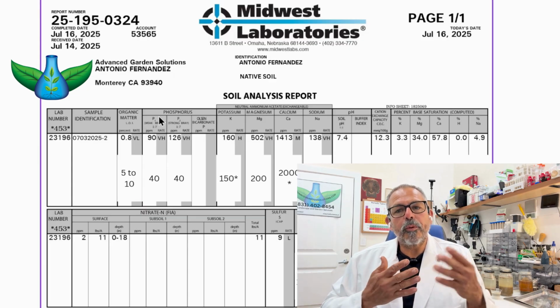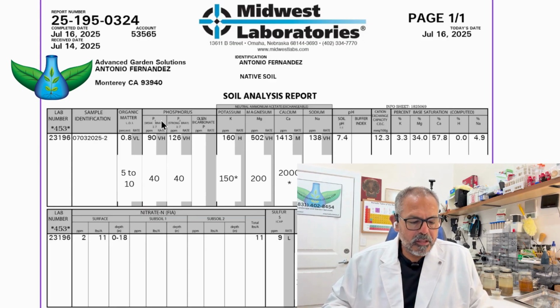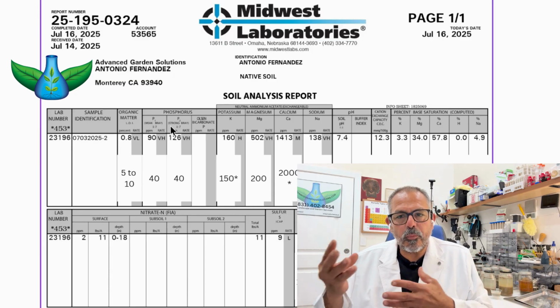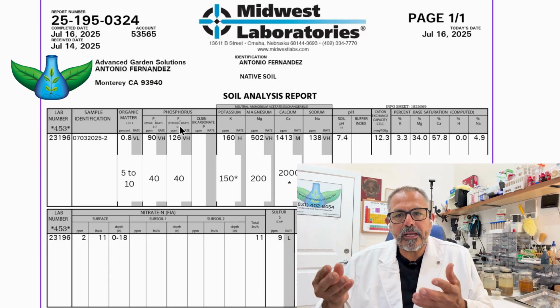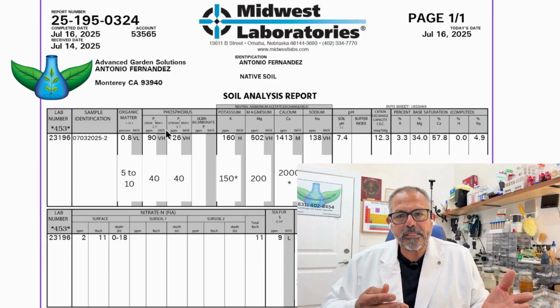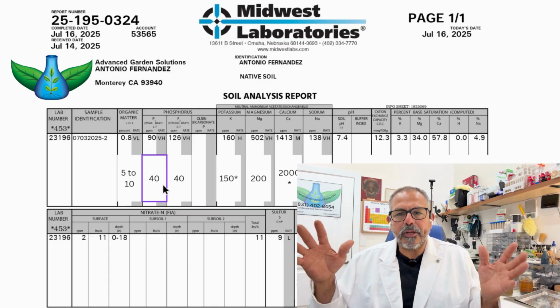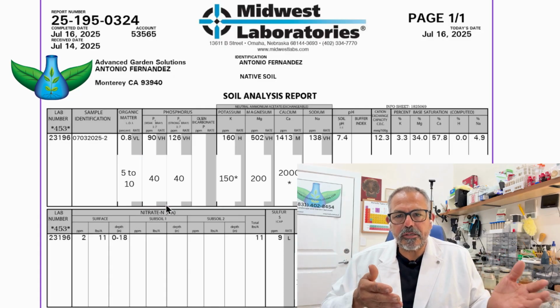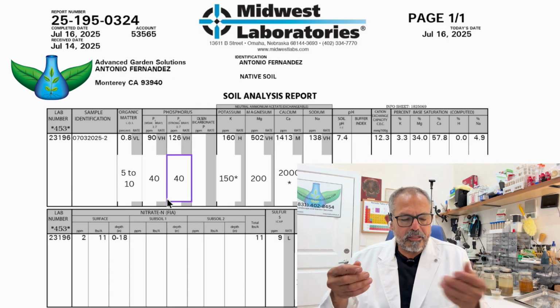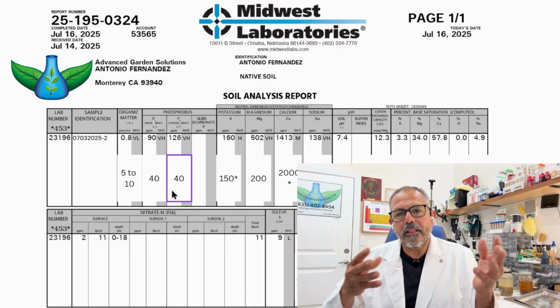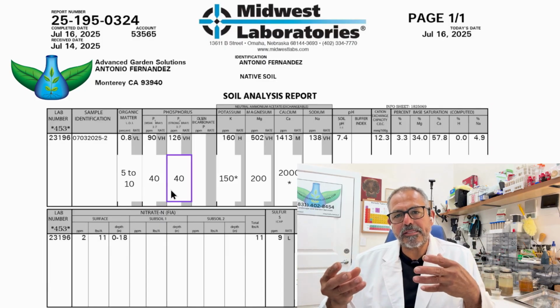Then we move on to phosphorus. There are two different types of phosphorus test. One is called the weak Bray test, and the other is the strong Bray test. They use different testing methods, but either way, with this clay soil, we can see that the phosphorus levels are very high for both the weak and the strong Bray test.